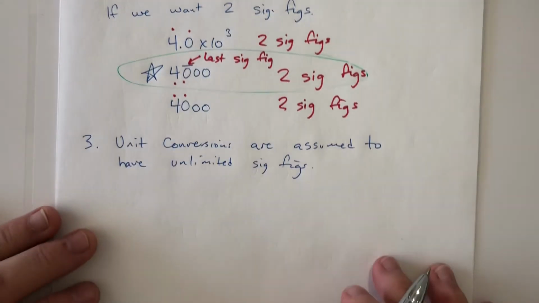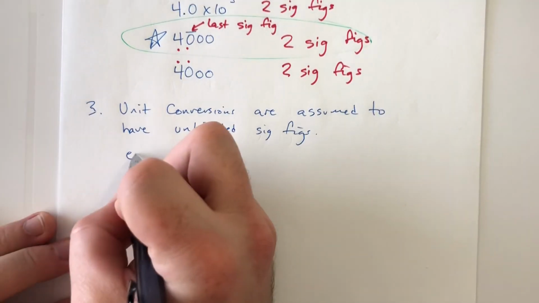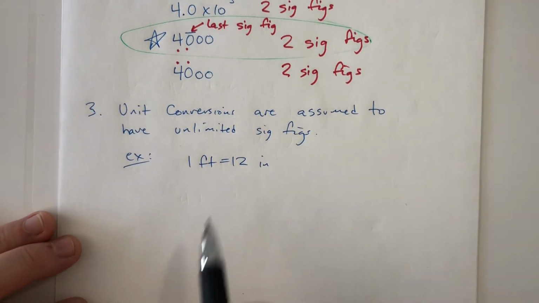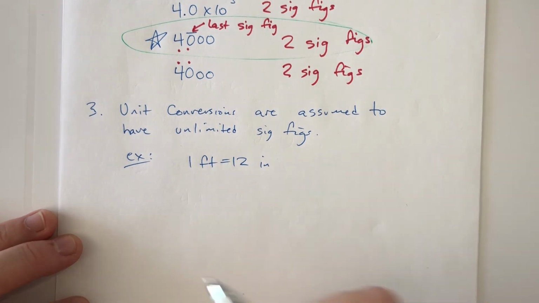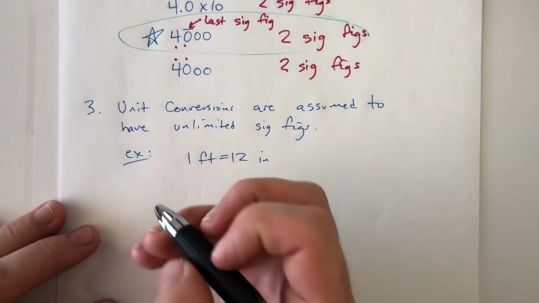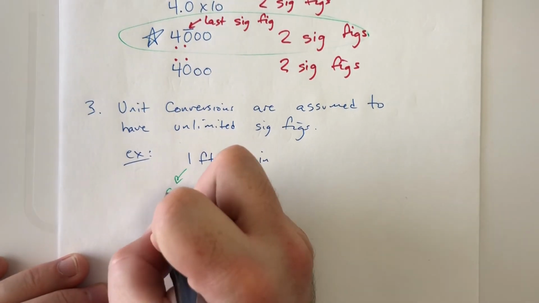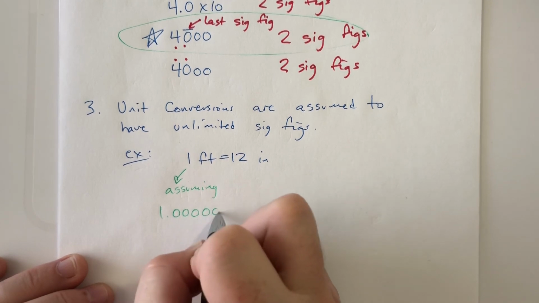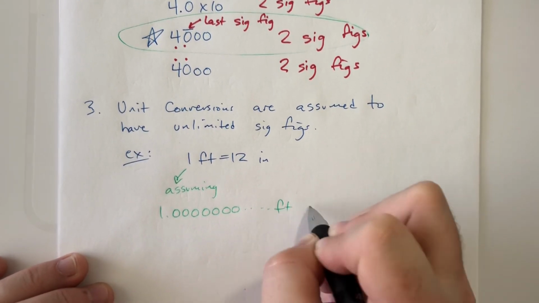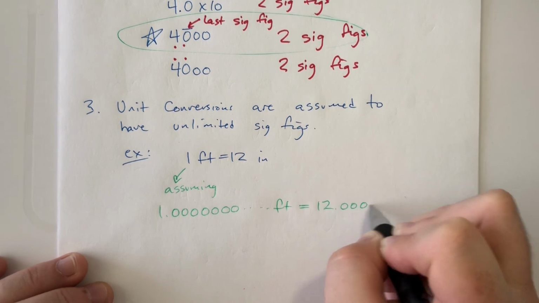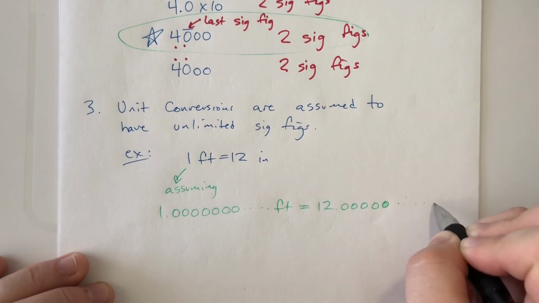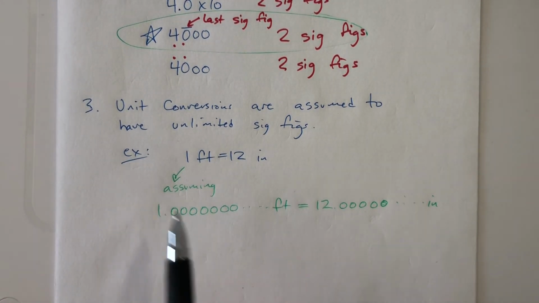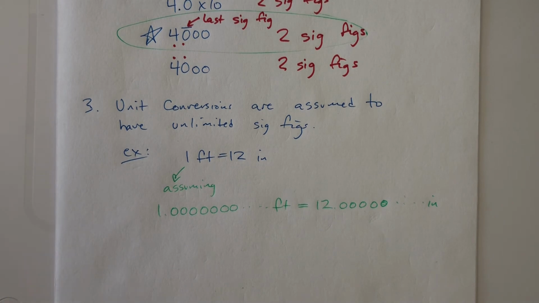So what that means for us is, for example, when we say 1 foot equals 12 inches, we are not assuming this is 1 sig fig and this is 2. We're assuming that 1.000000 whatever to infinity feet equals 12.000000 inches. And so basically what it means is anytime you're doing a calculation, your unit conversions are never going to limit your sig figs. Okay?